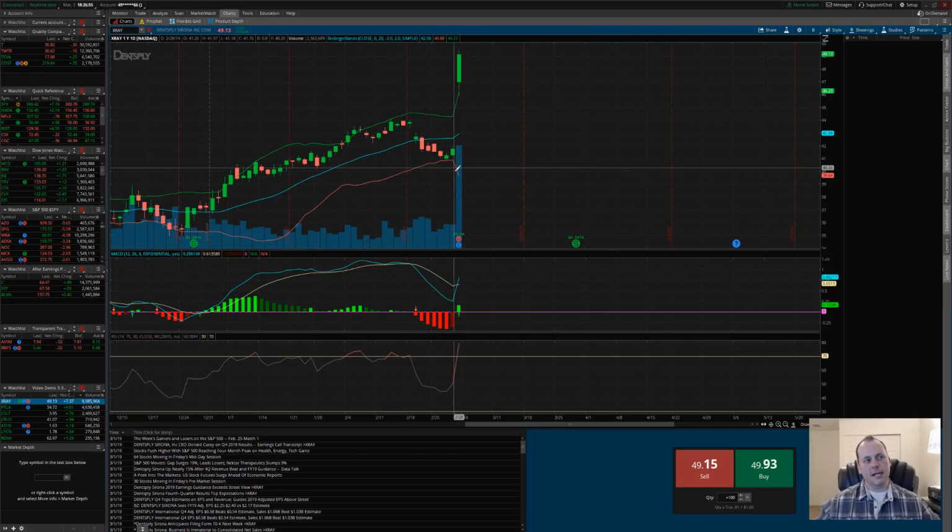The same thing goes if they gap down. If you find a ticker that gaps down on the daily chart and you try to go long in it, you're going to feel pain, because it's going to go lower before it goes higher.